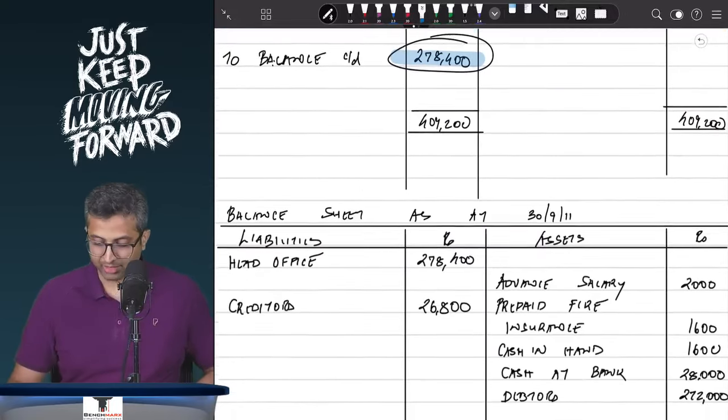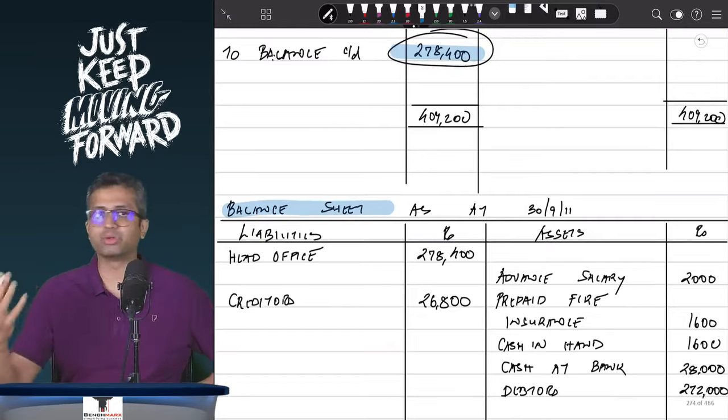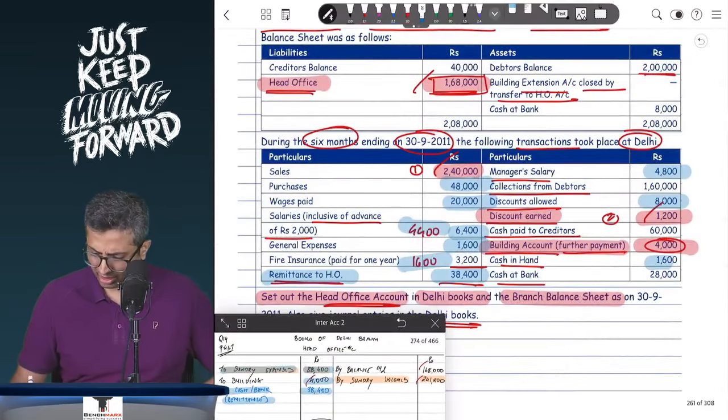Now, if I prepare the balance sheet, I'll have to find all the assets and liabilities. Over here, you'll have cash, you'll have bank.